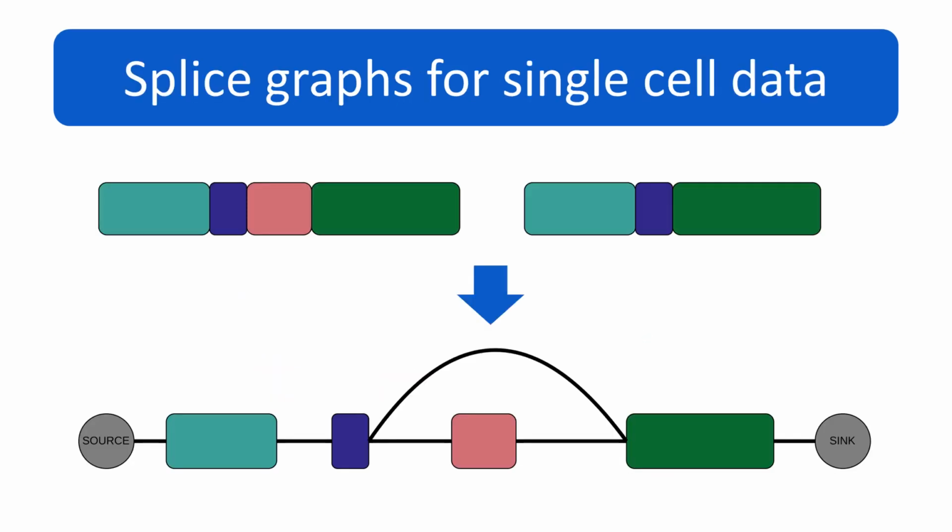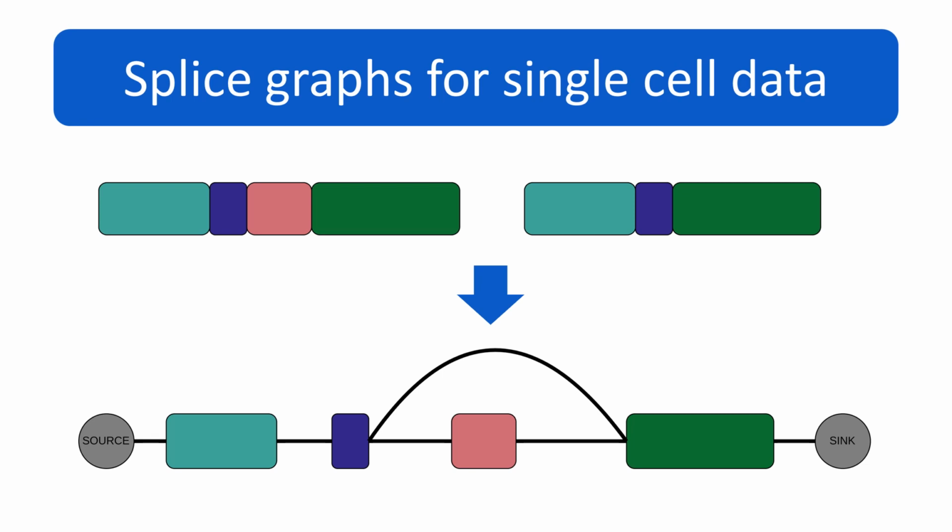In order to do this, we start by constructing splice graphs to represent possible splice variation in a single gene. Every transcript can be represented as a path between the source and the sink. In this small example, we have two transcripts. The first one includes the pink exon and can be represented with this path. The second one does not include the pink exon and can be represented using this path instead.